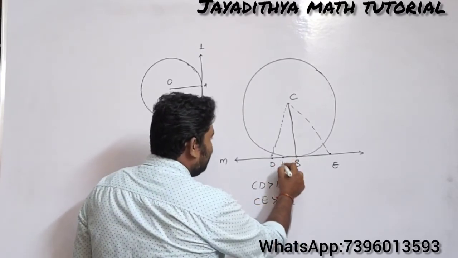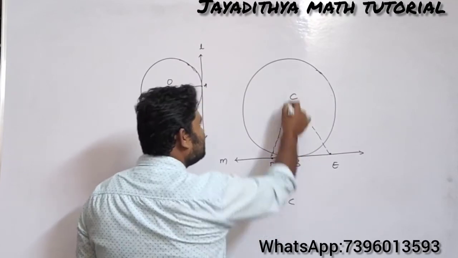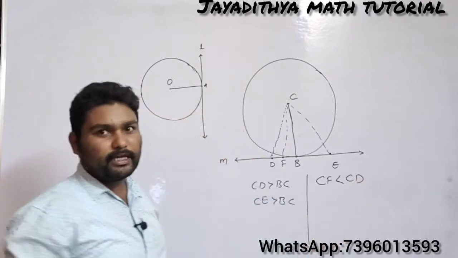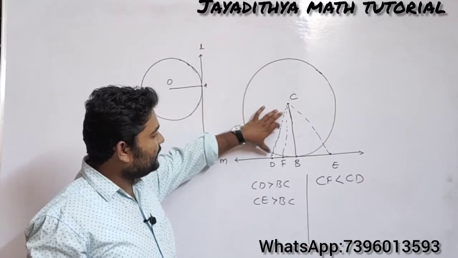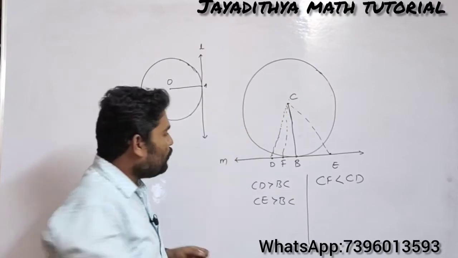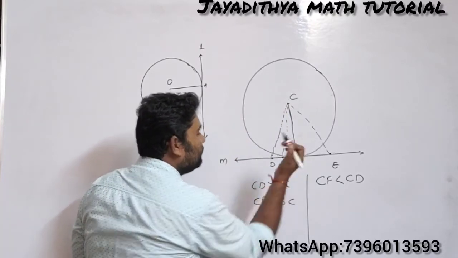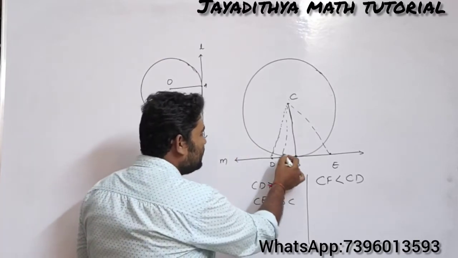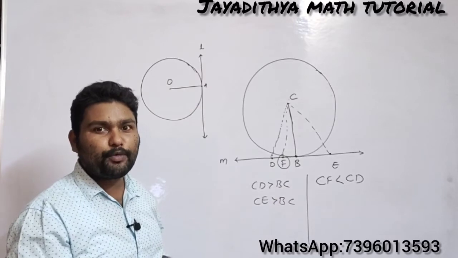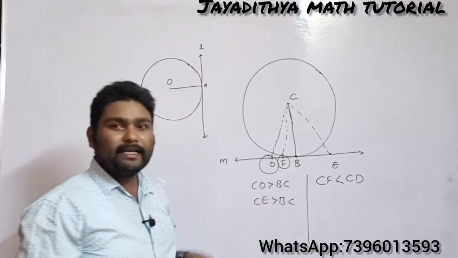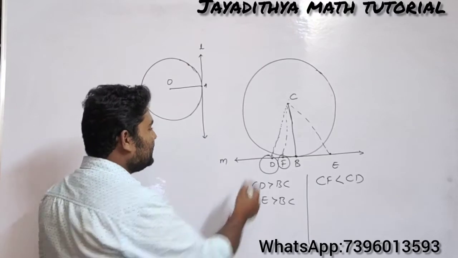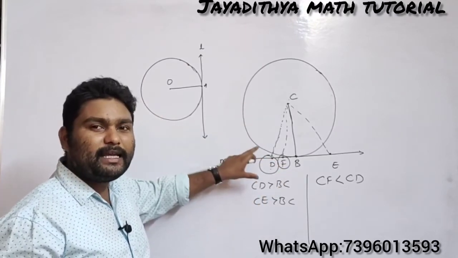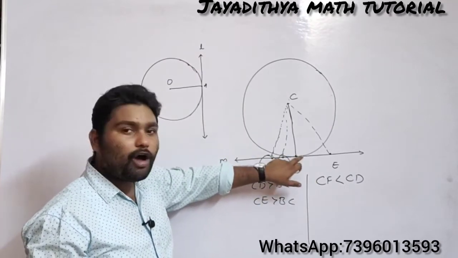Even if I take a point F, you can observe CF will be less than CD. CD is greater than CF, or CF is less than CD. So whenever the point is approaching B, the distance is reducing. Why? Because F is a point exterior to the circle, and D is also exterior to the circle. Obviously, if a point is exterior to the circle, the distance of that point from the center will definitely be greater than the distance between the point on the circle and the center.